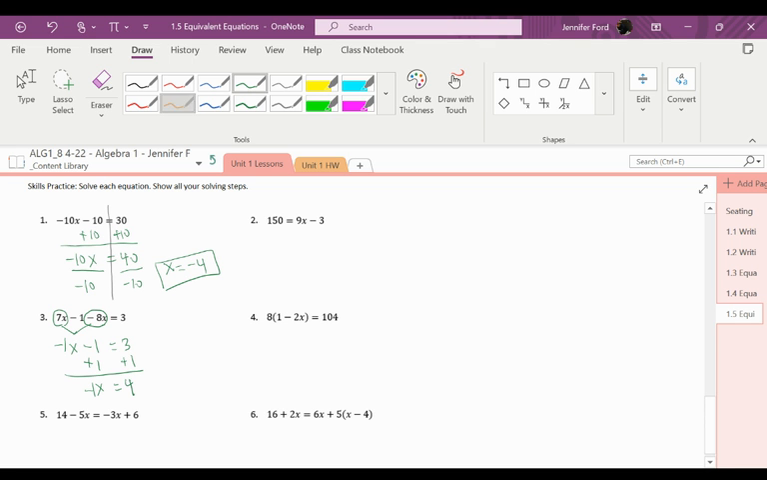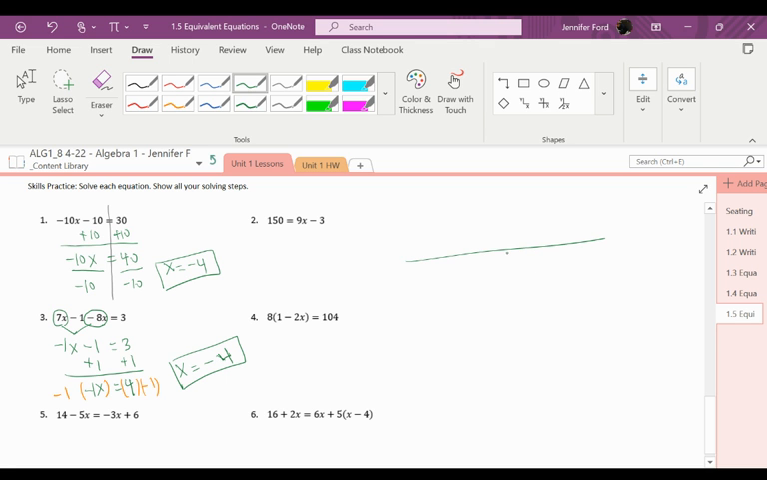So what I'm going to do next, I'm going to multiply both sides by negative 1. Because I don't want negative 1x, I want positive x, and a negative times a negative is a positive. So if negative x equals 4, x is going to be negative 4.